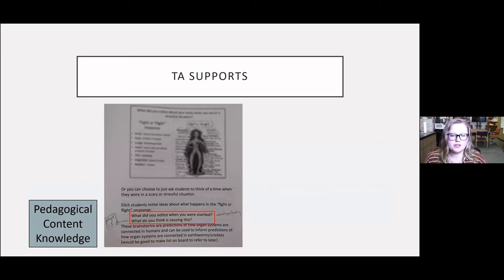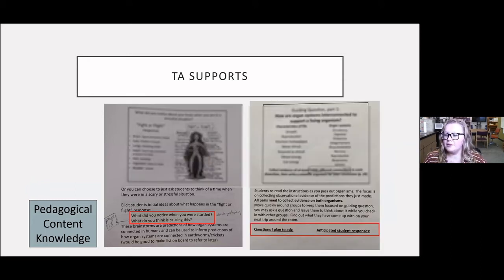And in this red box here, the speaker notes are highlighting questions such as, what did you notice when you were startled? Or what do you think is causing this? So these are potential questions that the TA could ask students. And then later on in the lab, there was an area where TAs can actually think about questions they want to ask students and also have an area for some anticipated responses they might see.